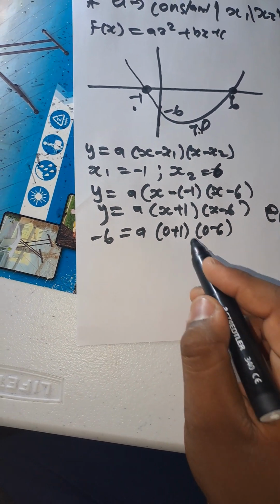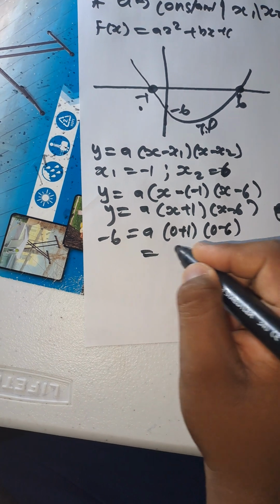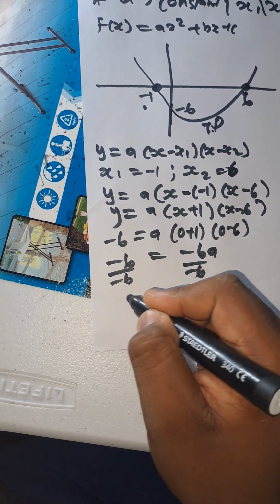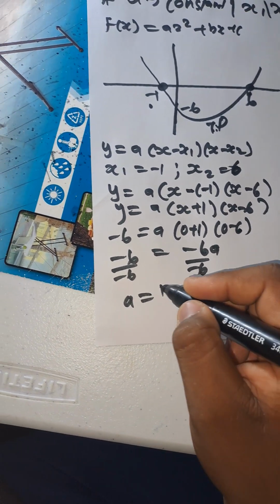And then what do you do? It is 1 times −6, which is what? −6a. Divide both sides by −6, you get what? a is +1. Yabona manje seyahlangana manje.